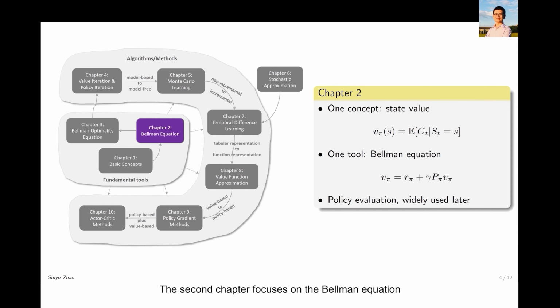The second chapter focuses on the Bellman equation. This chapter contains two crucial points. The first is a concept, and the second is a tool. Once you understand this concept and tool, as well as the relationship between them, the chapter will become very clear. What is this concept? State value. What is a state value?